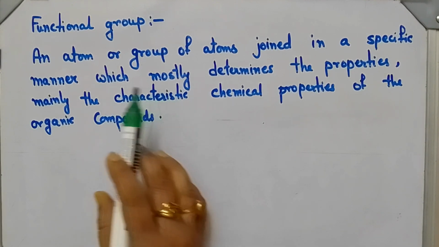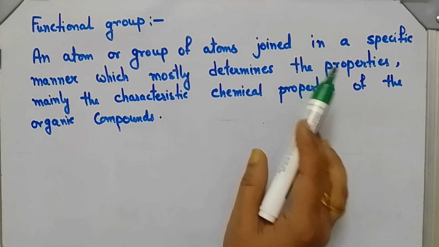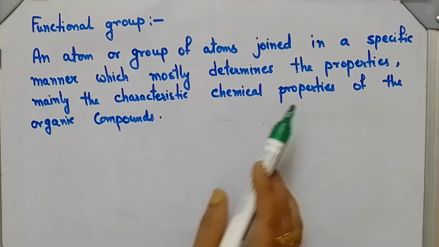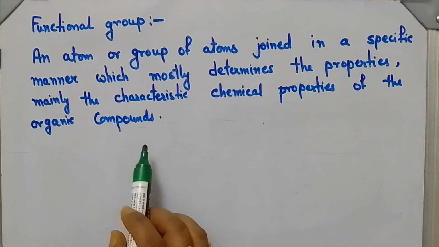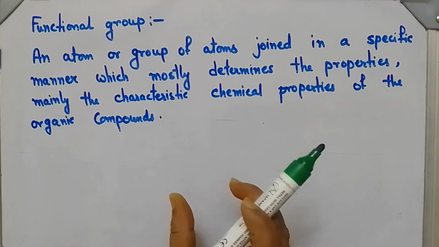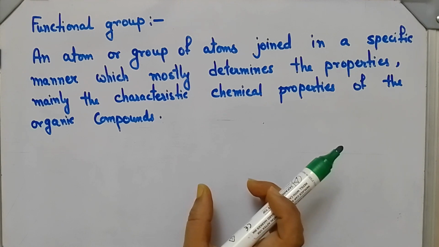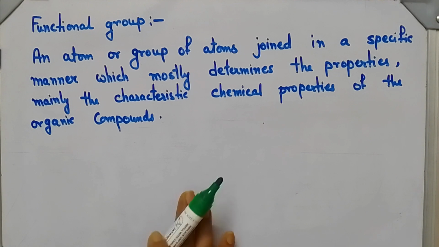So functional group may be defined as an atom or group of atoms joined in a specific manner which mostly determines the properties, mainly the characteristic chemical properties of the organic compounds. That means at the site of functional group, chemical reactions take place. Compounds having same functional group undergo similar reaction.